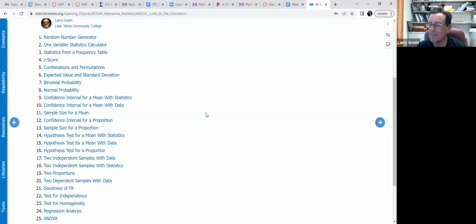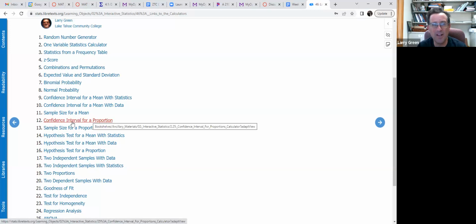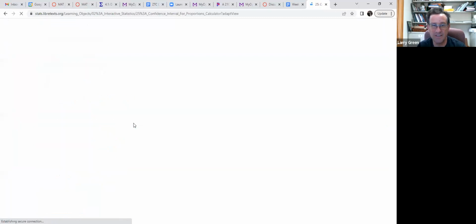Which one? Okay, it's a proportion. That's not binomial, it's confidence interval for a proportion. We want a confidence interval and we have a proportion, we don't have a mean. So I click on confidence interval for a proportion.